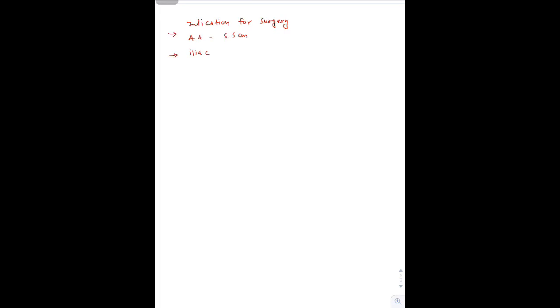If it is an iliac artery, 3.5 centimeter. If it is a popliteal artery, 2.5 centimeter. And if it is a femoral artery, 2 centimeter. So this is basically the indication for surgery, the size of the aneurysm for the indication of surgery.